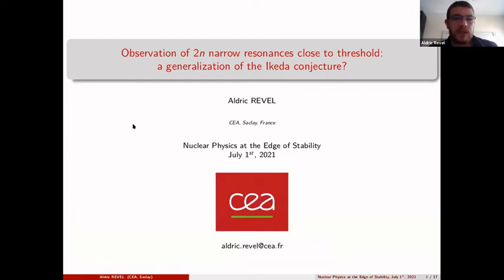So yes, I slightly changed my title compared to the one that was announced previously after discussing with organizers. And so I will talk today about the observation of two-neutron narrow resonances close to threshold. And the question will be if we see in this case a generalization of the Ikeda conjecture.